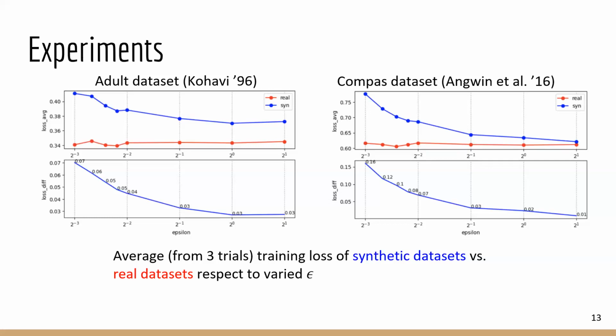Okay, so here are some other graphs for the same experiment where we focus on measuring the difference of loss for these two data sets. Again, the same story here. As we increase the privacy budget, the loss difference of the training results are very close.